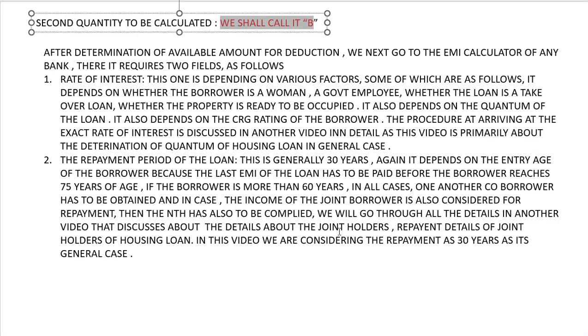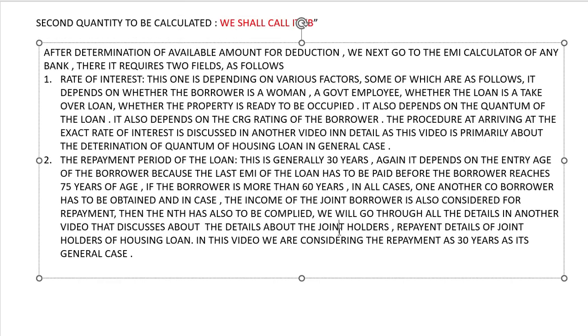In these EMI calculators, basically there will be three fields. The first field is the rate of interest, the other field is the repayment period for which the loan is considered, and the other field is the maximum loan eligible. Among these three, the rate of interest for housing loan right now in our bank is running at 8.15, the minimum rate of interest given to a housing loan.